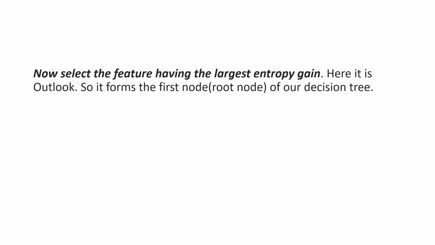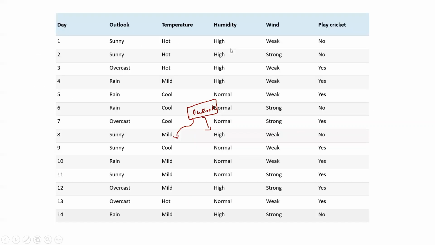So further, when we split the tree, we first take the root node as this. The root node must be Outlook. Then under Outlook we further select. If you go and see the screen, Outlook is of multiple types, right? The Outlook can be sunny, it can be overcast, it can be rainy.